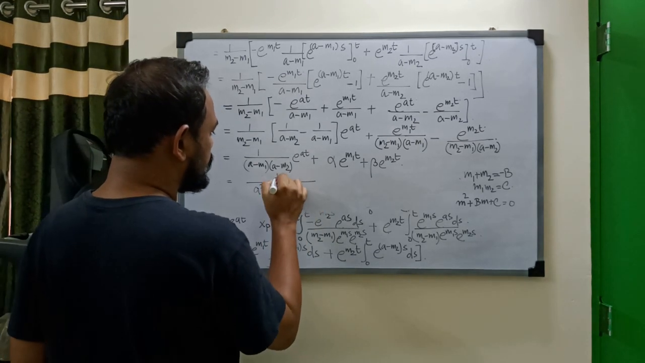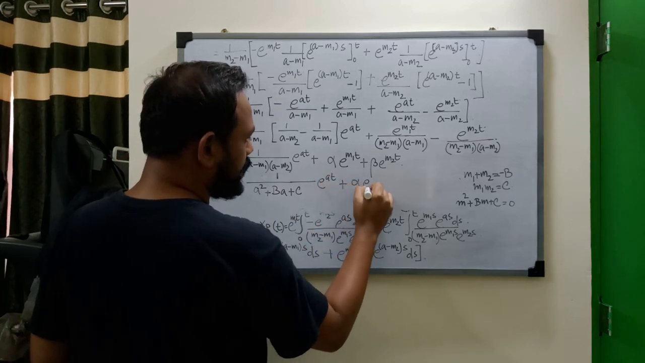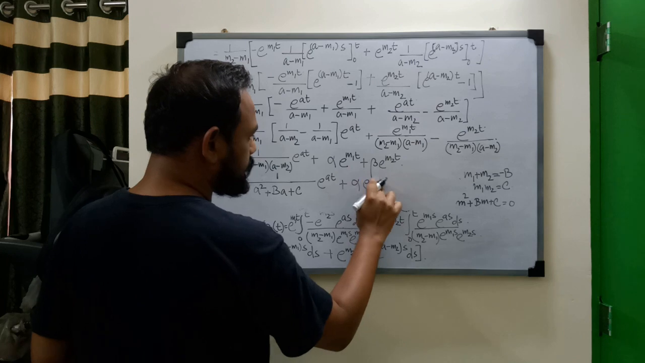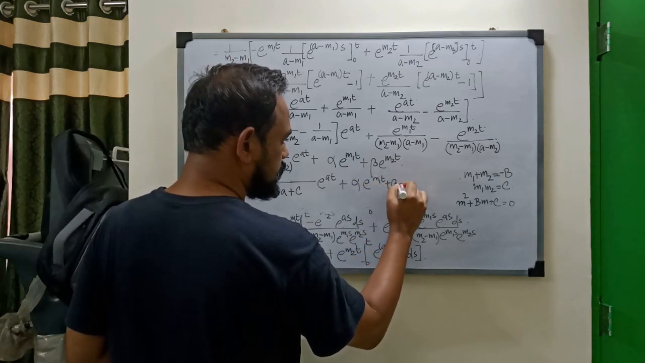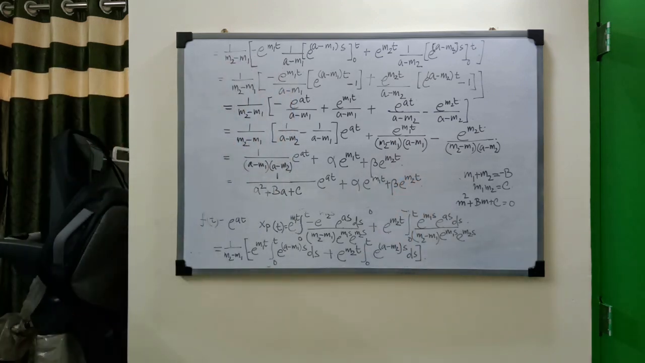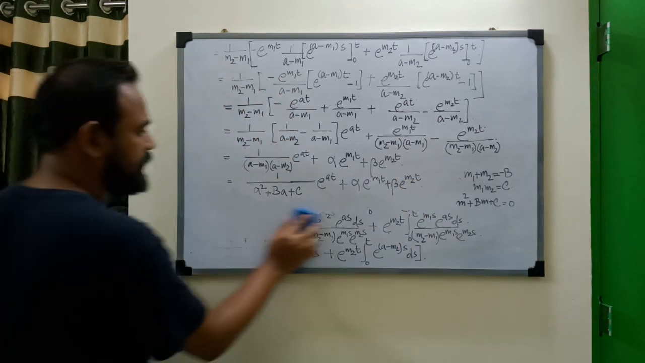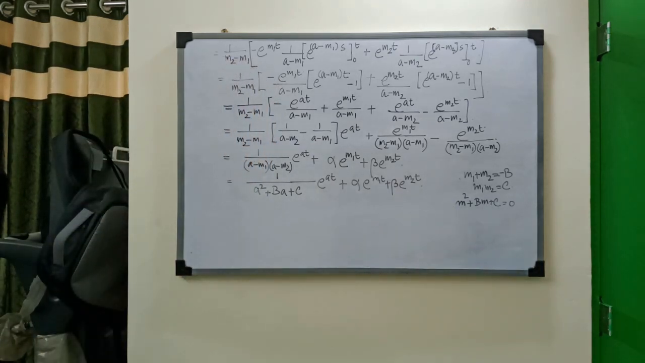This whole thing is going to multiply e to the at, and here you have alpha e to the m1t plus beta e to the m2t. That's it. So that's what the particular solution comes out to be.